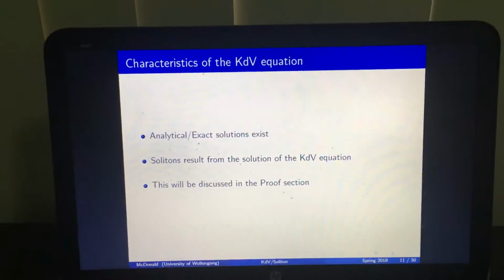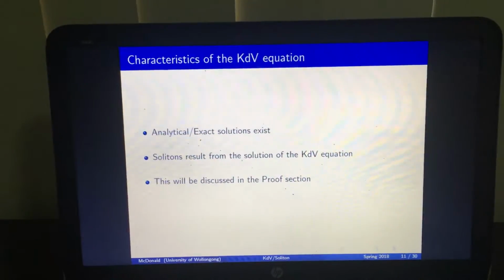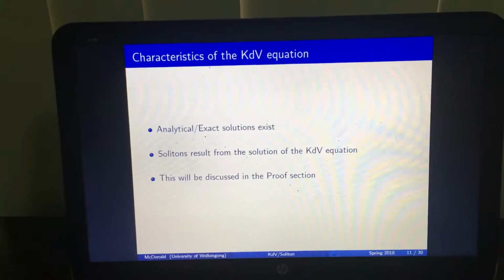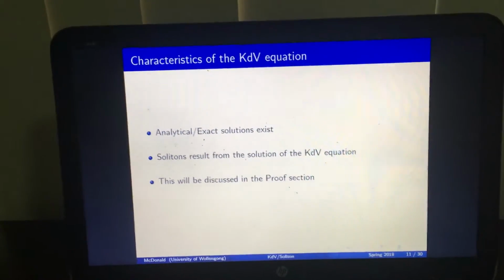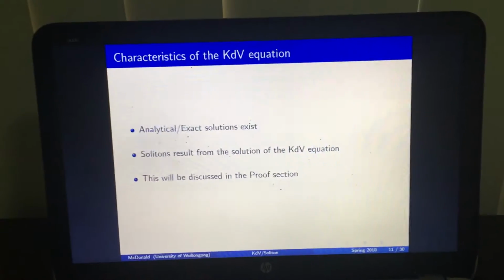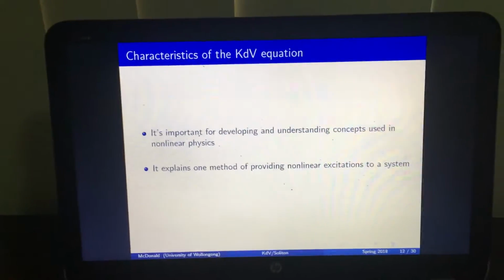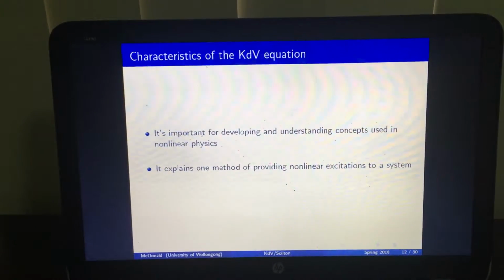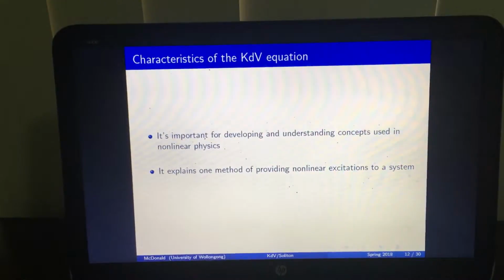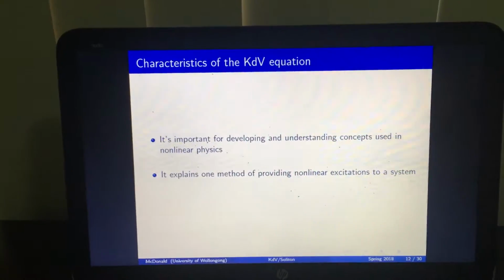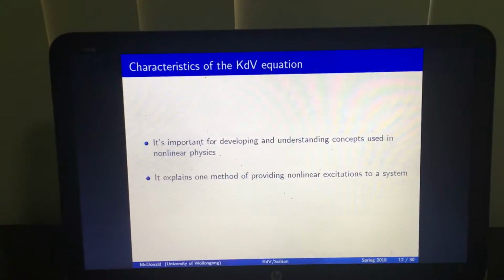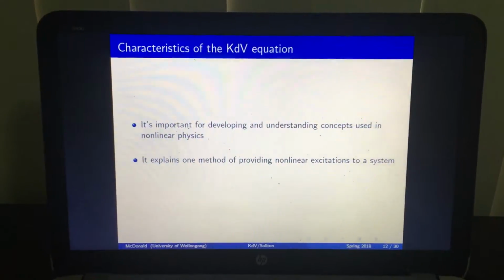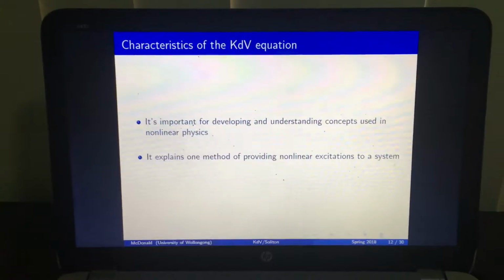And how do we get to solitons? Well, they come from the solution of the KdV equation, and this will be discussed in the proof section of these slides. Now, it's very important for developing and understanding concepts used in nonlinear physics, and it explains one method of providing nonlinear excitations to a system. This is in contrast to perturbation theory, which is a different type of excitation.